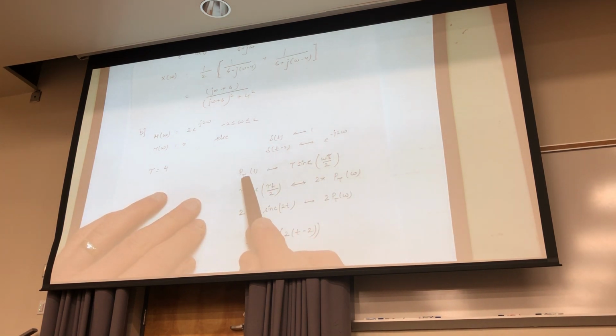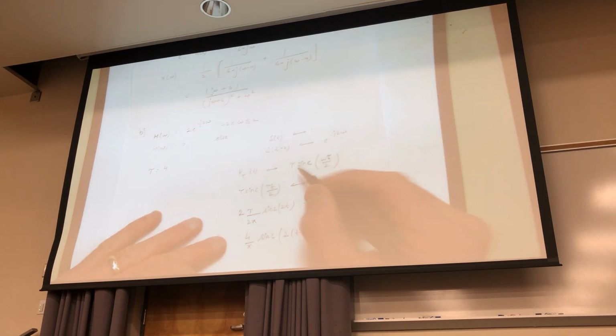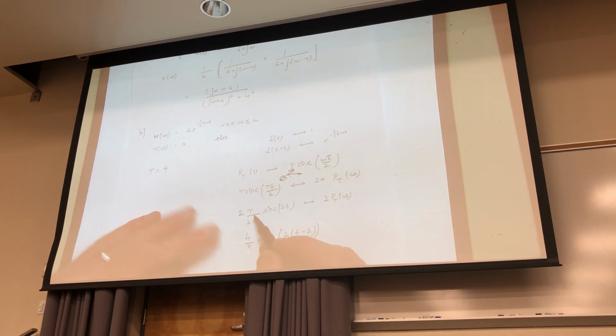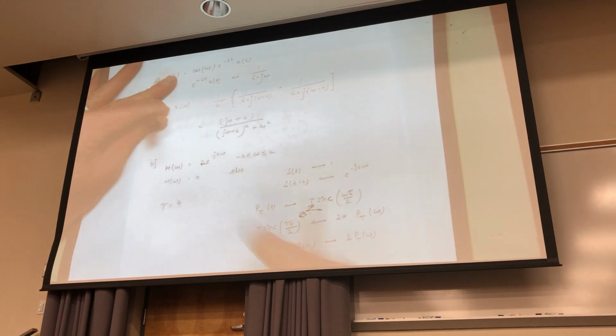Next, p tau of t, the pulse, goes to tau sinc of omega tau over 2. And going the other way, the sinc goes to 2 pi times p tau of technically minus omega, but because it's even, it's just plus omega. So that's the pulse there. And then finally, you have the 2 pi scaling, and there's a factor of 2 here because the magnitude is 2 here.